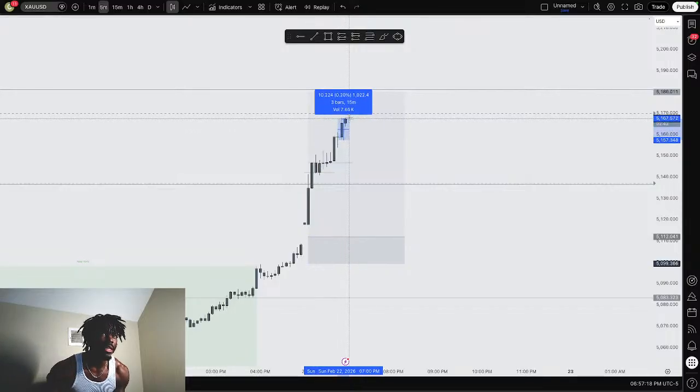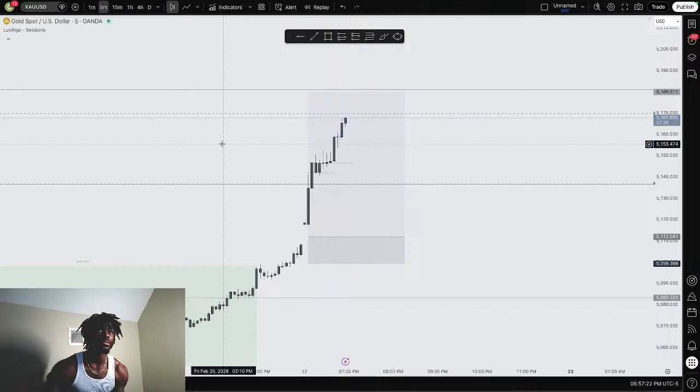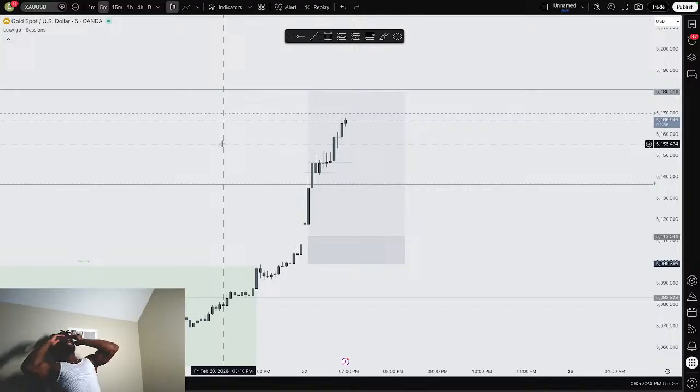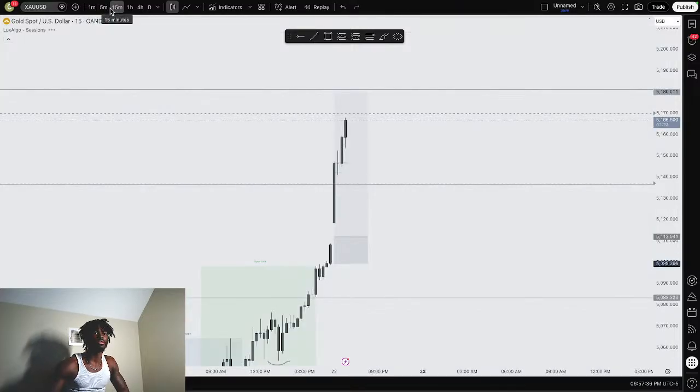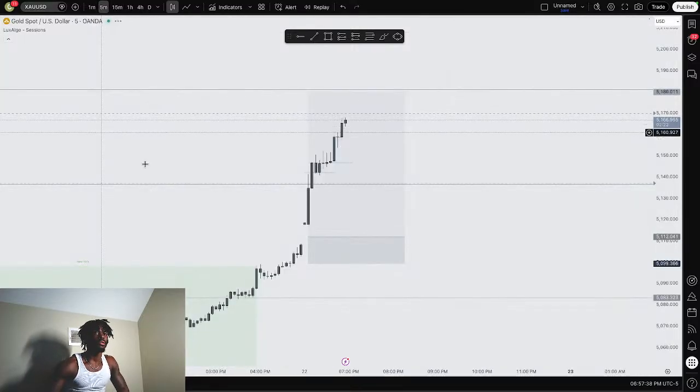80, 100 pips. Now 100 pips. So close to 700 pips in the first hour of market open, which is normal. Once again, normal, especially on Sundays. It's a normal thing. Still gonna flow with my system.